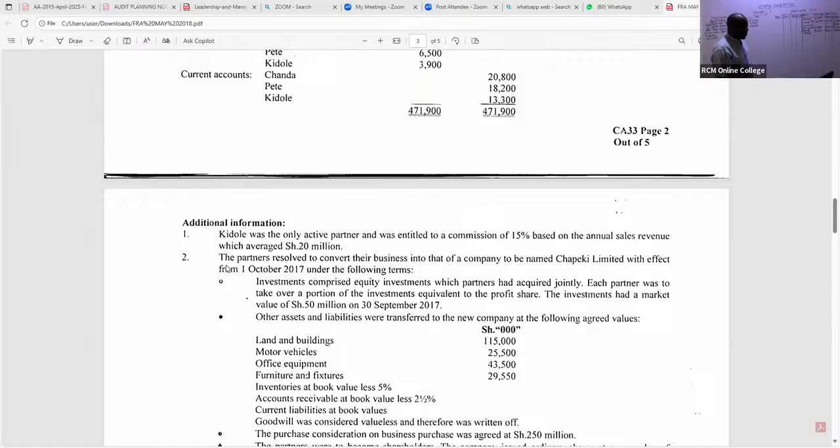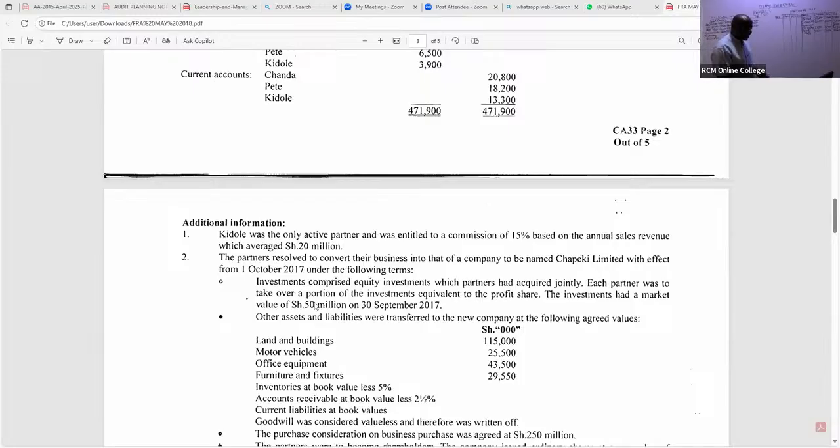So note number 2, we are told the partners resolved to convert their business into that of a company to be named Chapeki Limited, with effect from 1st October 2017 under the following terms. Investments comprised equity investments which partners had acquired jointly. Each partner was to take over a portion of the investments equivalent to their profit share. The investments had a market value of 50 million.